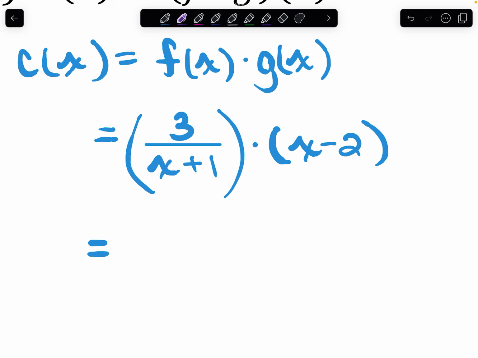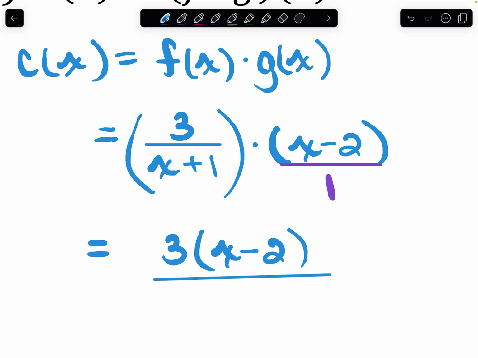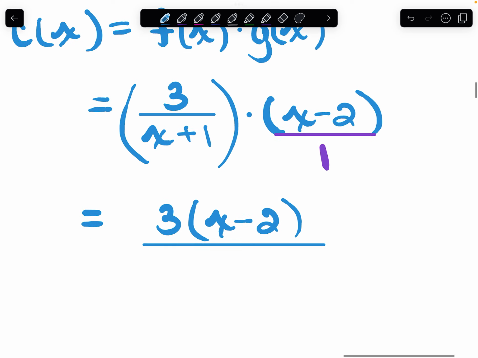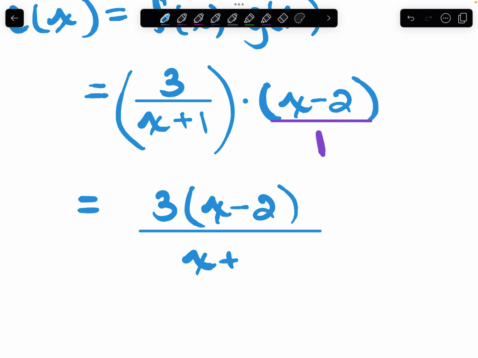So the idea here is this is over 1. So we're thinking numerator times numerator, denominator times denominator. So top times top, bottom times bottom. My numerator on the first fraction is 3, times the numerator on the second fraction, x minus 2, over denominator times denominator, x plus 1 times 1, which is not necessary because 1 times anything is just itself. So we wind up here.